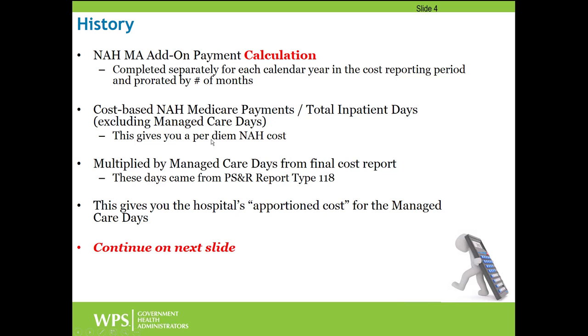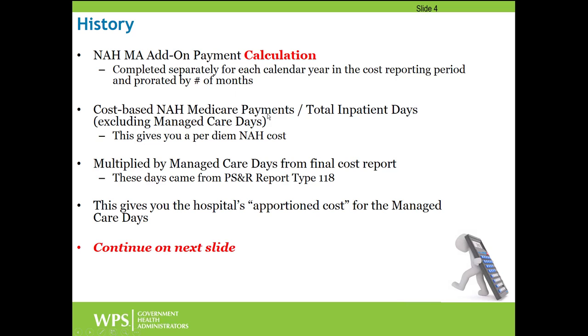We're going to take that per diem nursing and allied health cost and multiply it by the managed care days from the final cost report. Now these days originally would have come from the PS&R report type 118. We're going to be talking about both reopenings of existing cost reports as well as settlements of current cost reports. So if this is a current cost report that's just now going through a final settlement, then of course this data will come from the most recent report type 118. But if you're doing a recalculation of a previous cost report, it must be the original data that was used on that cost report at that time. We cannot pull more revised PS&R data if any new claims were resubmitted or anything like that.